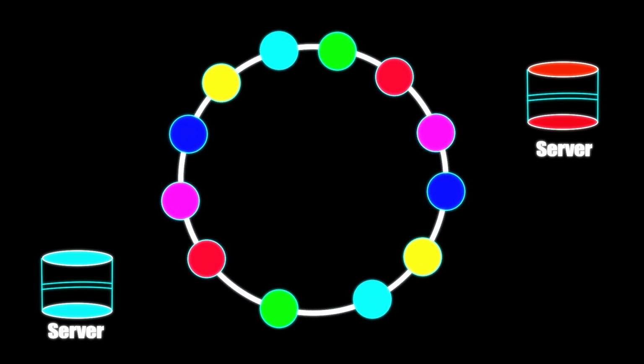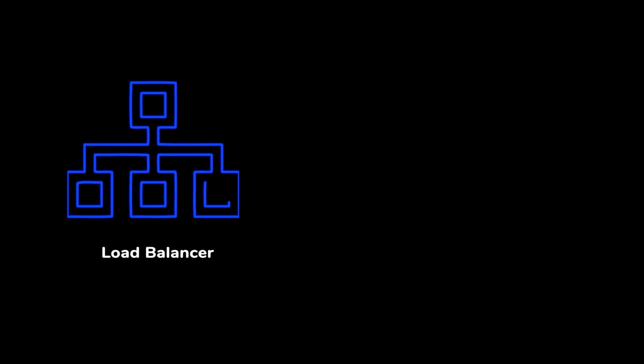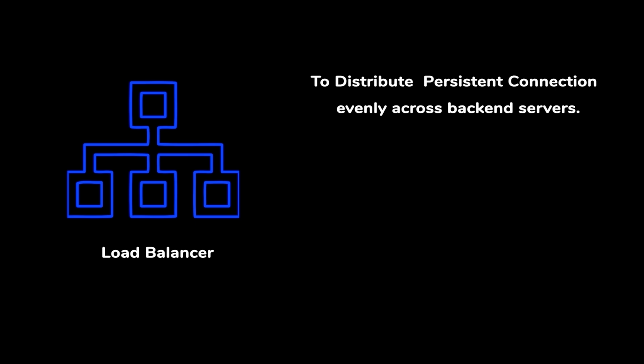Let's see how consistent hashing is used in the real world. Some popular NoSQL databases like Amazon DynamoDB and Apache Cassandra use consistent hashing for data partitioning. It helps these databases minimize data movement during rebalancing. Content delivery networks like Akamai use consistent hashing to help distribute web content evenly across edge servers. Load balancers like Google Load Balancer use consistent hashing to distribute persistent connections evenly across backend servers. This limits the number of connections that need to be re-established when a backend server goes down.